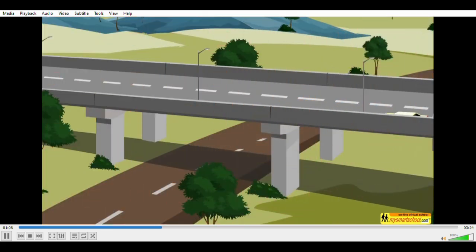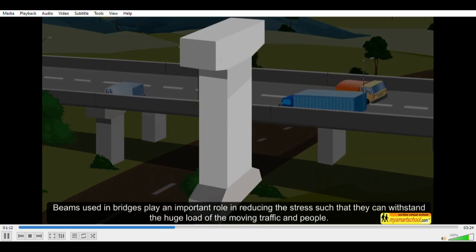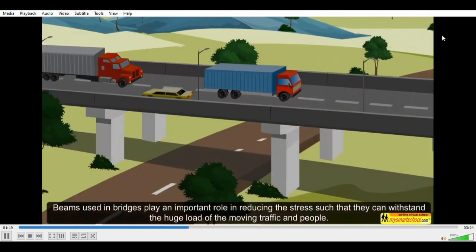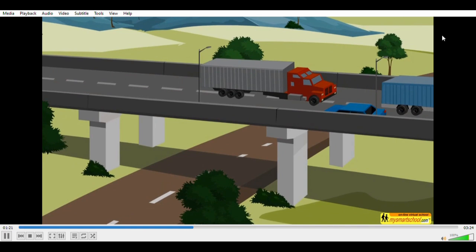The special design of the bridges we are referring to makes use of beams. The beams used in bridges play an important role in reducing the stress such that they can withstand the huge load of moving traffic and people. Let us understand how. Let us consider the case of a beam loaded at the center and supported near its ends as shown.